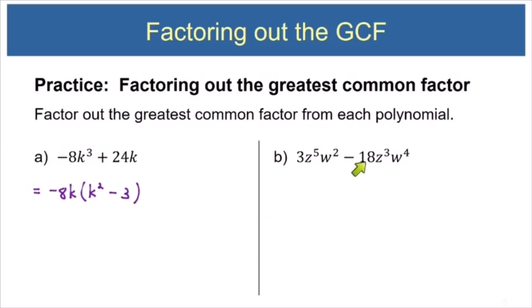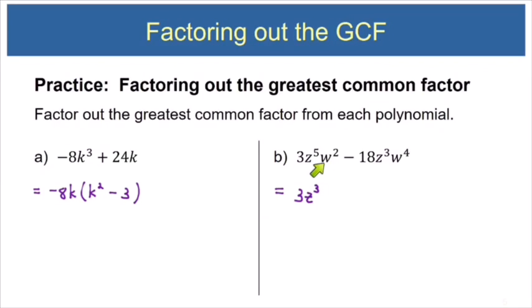And let's look at the coefficients first. So my coefficients are 3 and 18. So the largest number that goes into both 3 and 18 is 3, of course. And now let's look at the z's. Here we have z to the 5th, and here we have z to the 3rd. So z is a common factor, and the smaller power of z is the 3rd. So that means z to the 3rd needs to be part of my GCF.